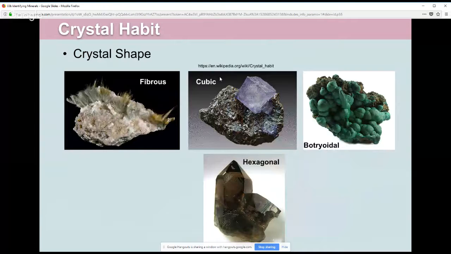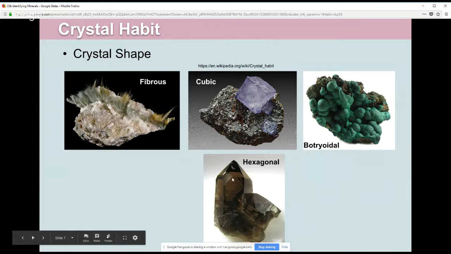Sometimes if you can find crystals in the mineral, you can use crystal shape as an indicator of the type of mineral you're dealing with. There's a fibrous crystal shape, cubic crystal shape, botryoidal crystal shape, which is kind of like this bulbous look, hexagonal. Here, this is the classical hexagonal crystal shape of a quartz crystal. Here's some fluorite. Of course, keep in mind that there's a lot of minerals that share the same type of crystal shapes.